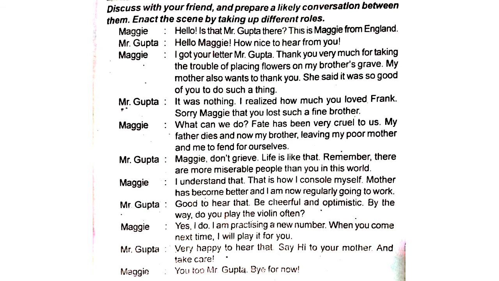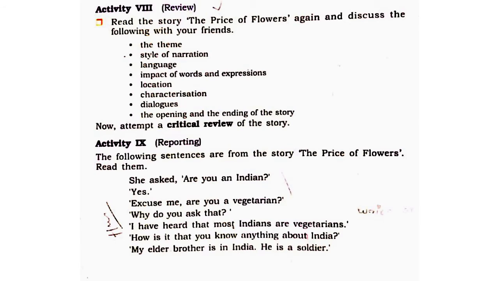Bye for now. Okay, this is the model of conversation between Gupta and Maggie. The next one, review. You can see the review, critical review. Read the story, The Price of Flowers again and discuss the following with your friends: the theme, style of narration, language, impact of words and expressions, location, characterization, dialogues, the opening and the ending of the story. These are the main points.